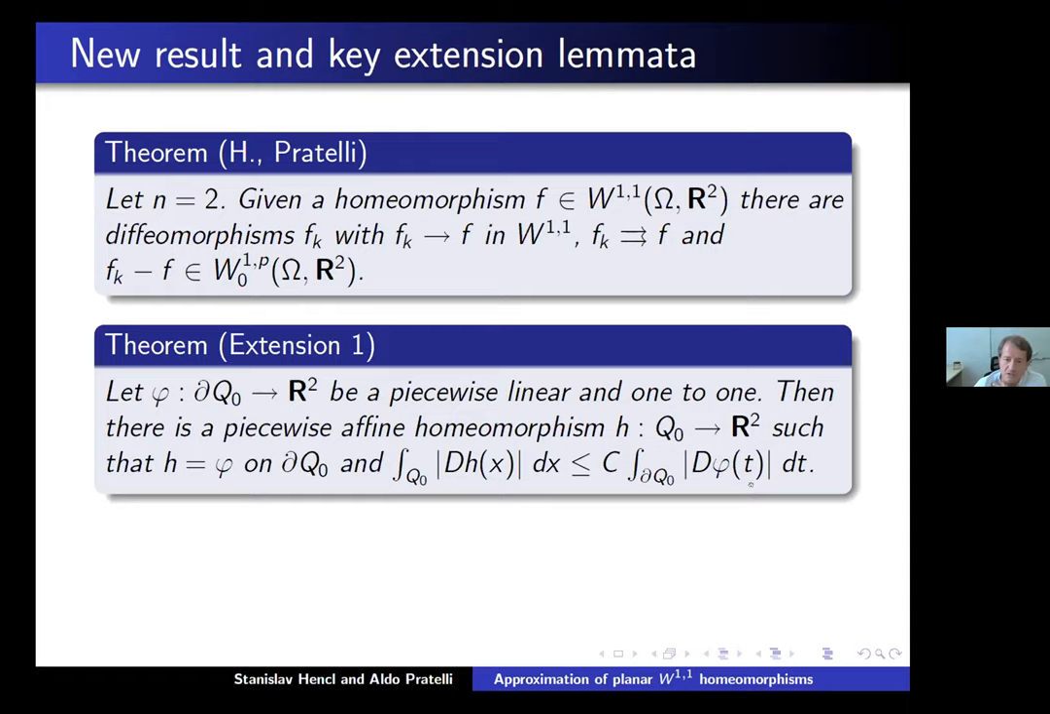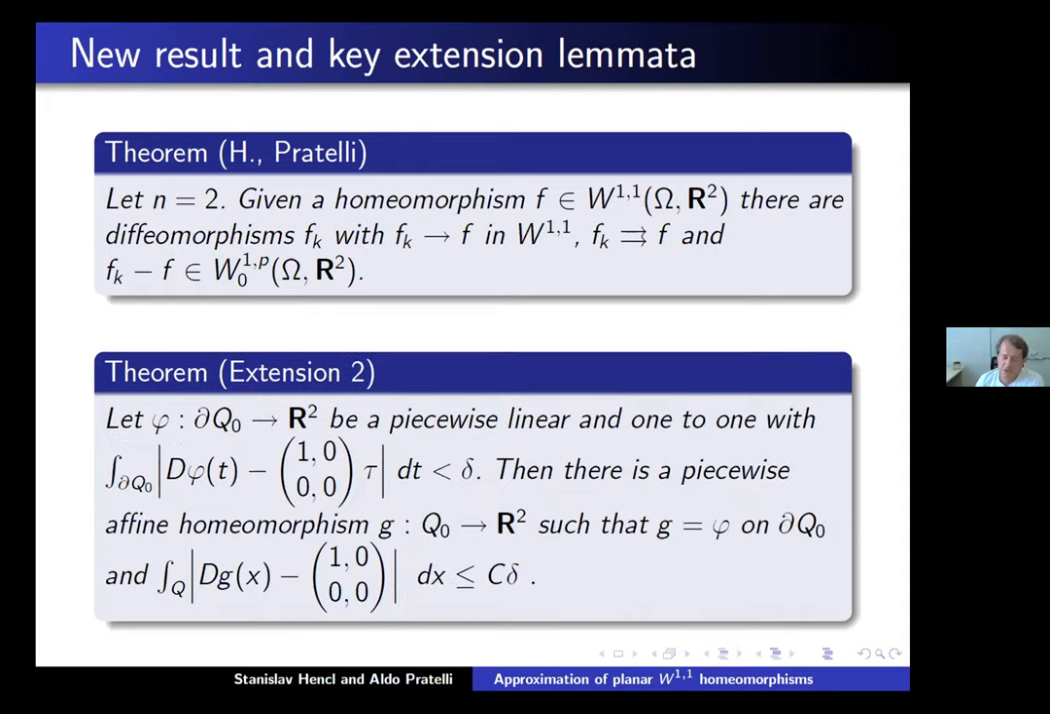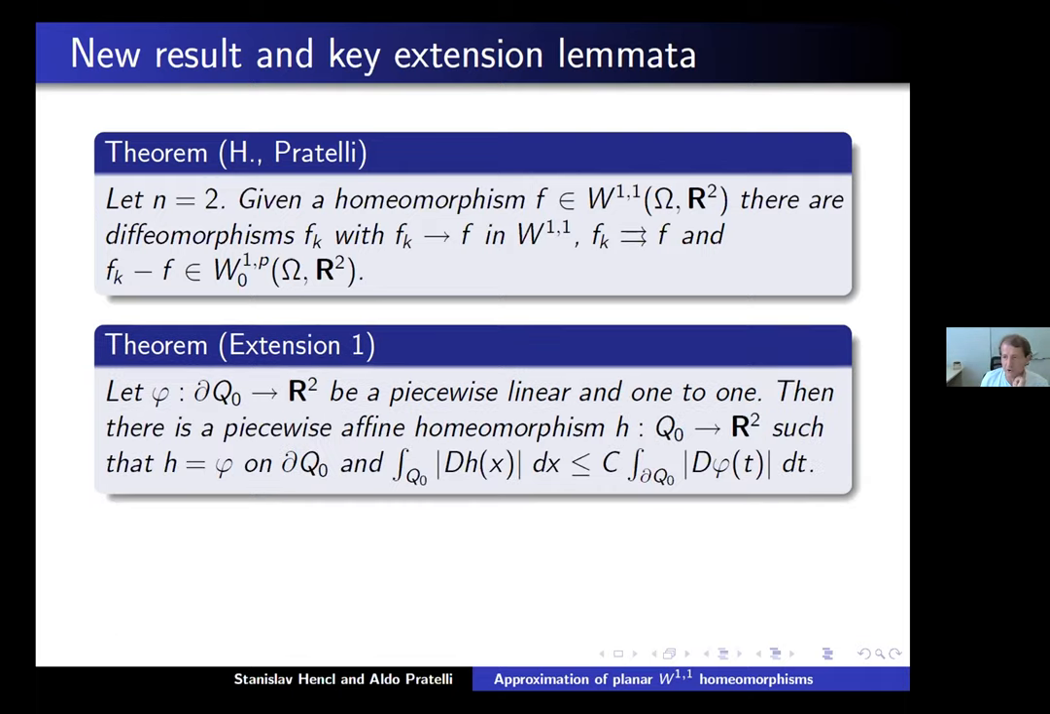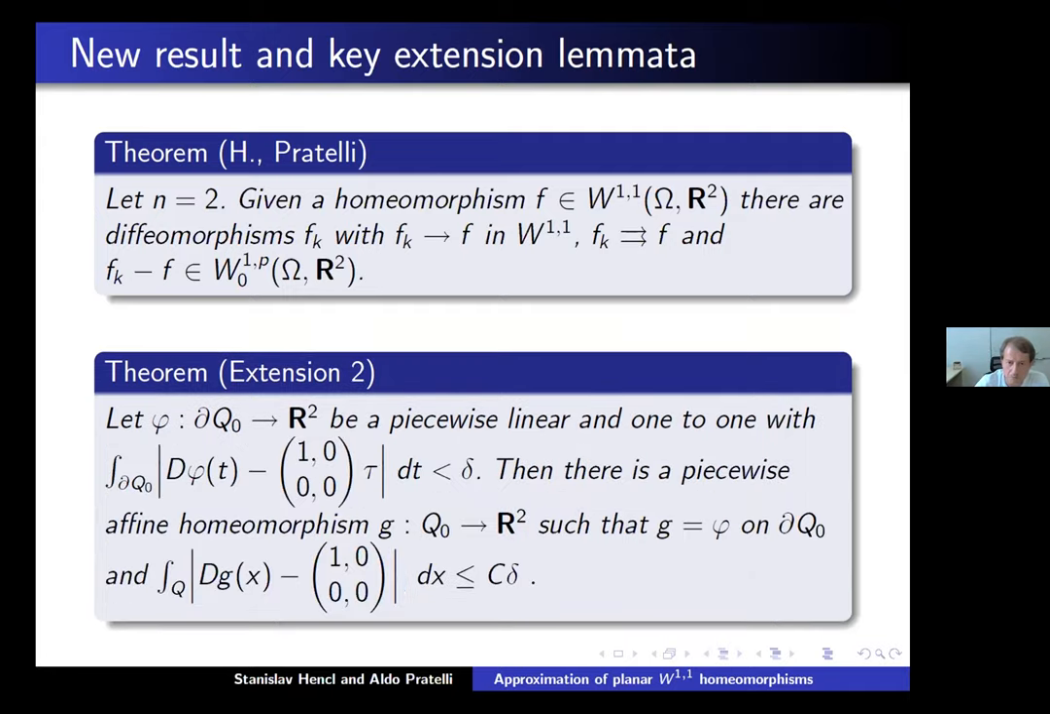And then we need yet another extension theorem, which is somehow for singular matrices. So again, you go from the unit cube, you have a piecewise linear one-to-one mapping, which is really close to some singular mapping with zero Jacobian. Then there is some piecewise affine homeomorphism extending it. And again, it is close to the singular matrix everywhere, okay? I don't want to go into the details of the extension theorem. So assume that I have these two extension theorems, and I would like to tell you how the real proof goes. So, perfect.